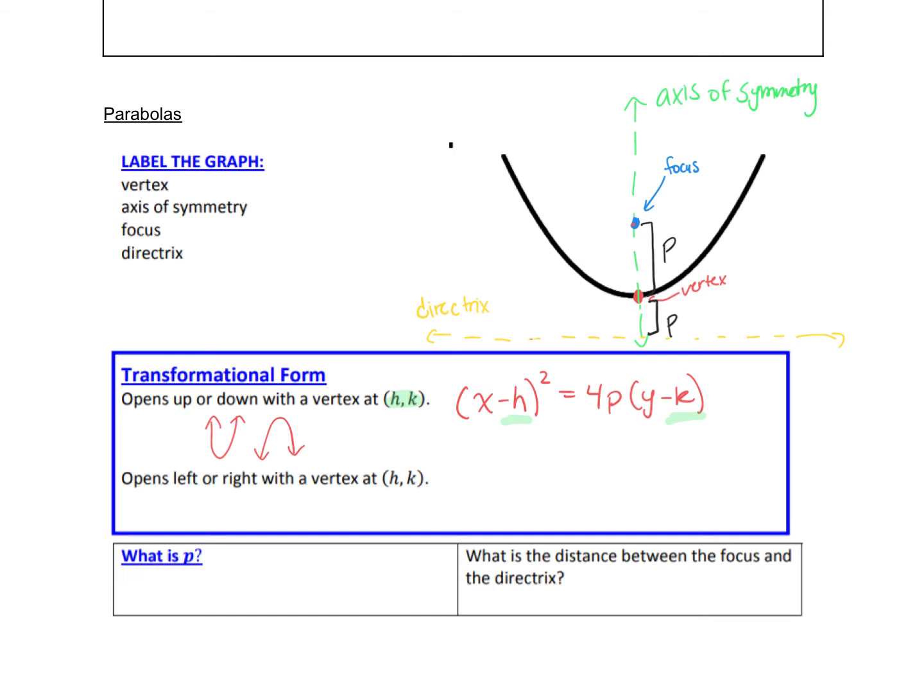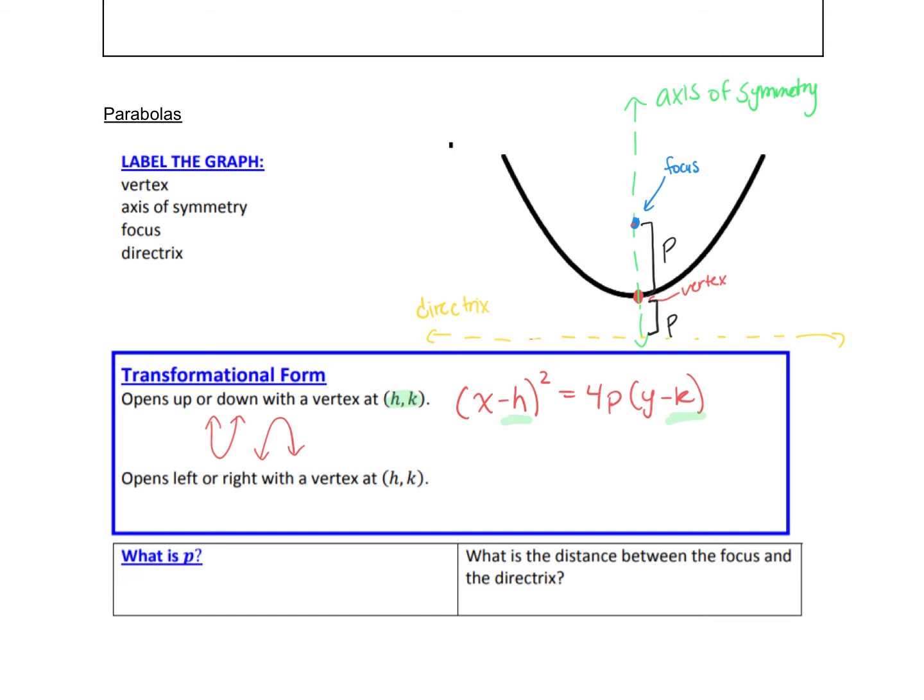It's very similar to that circle equation that we've already seen before. The h, k here, instead of being the center, is just the vertex now. So we're using that same logic that we used in creating the circle equation, and now we're going to use it for the parabola. So h, k is going to be the vertex.